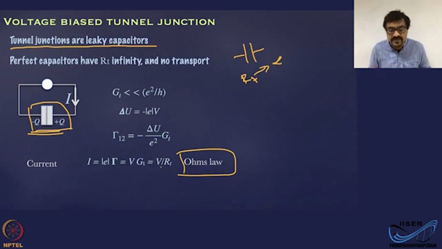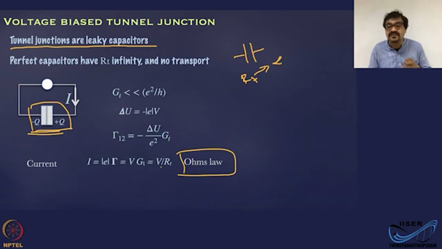But in this discussion, we have not assumed any value for the capacitance, or geometry, or size. We just have a tunnel junction. And what is the tunneling current through that? That roughly obeys Ohm's law. It works as a resistor.